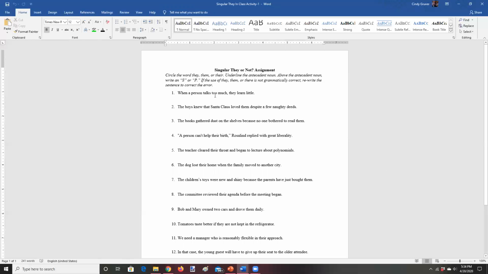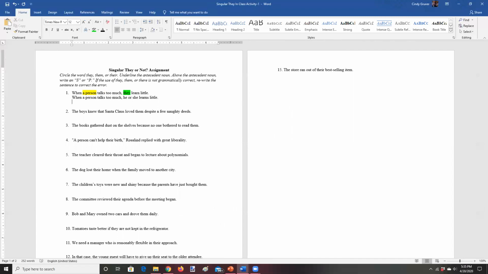When a person talks too much, blank, learn little. So our antecedent is a person. Obviously this is singular, and so we need to have a singular antecedent. I mean, this is singular, our antecedent is singular, so we need our pronoun to be singular. So we could write it like this. Obviously a person can be a man or a woman. So when a person talks too much, he or she learns little.